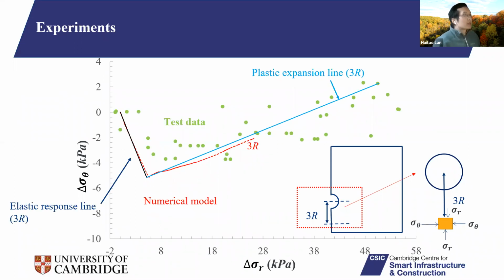And here are the results from the test. That's the measurement from the earth pressure sensor. It's pretty jumpy, but you can still see the tendency of the data. It's still pretty close to the closed form solution and the numerical model.